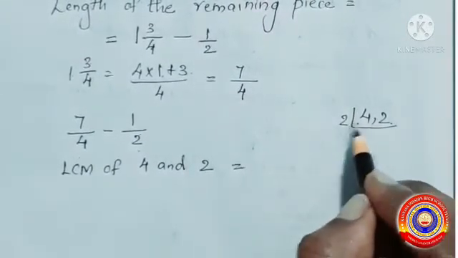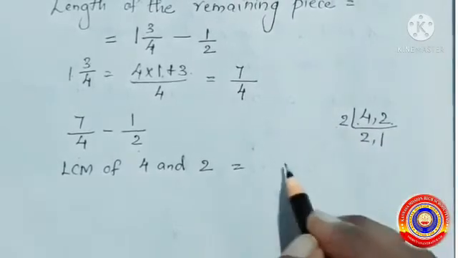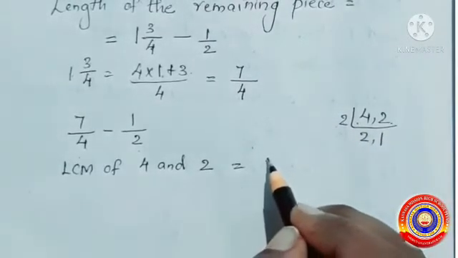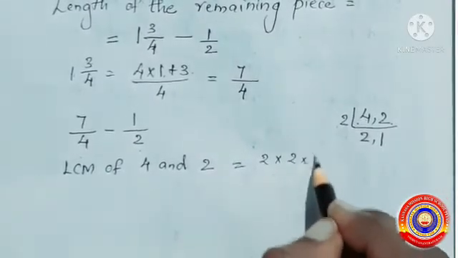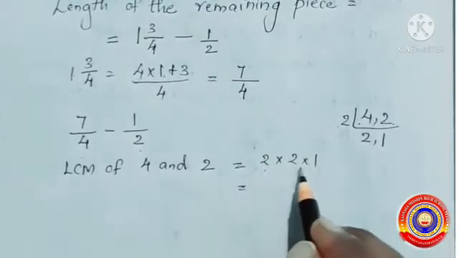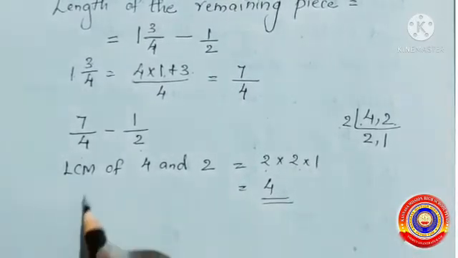Both these numbers are divisible by 2. Then 4 divided by 2 is equal to 2 and 2 divided by 2 is equal to 1. Then the LCM is equal to 2 into 2 into 1. 2 into 2 equals 4 and 4 into 1 equals 4. Then the LCM is equal to 4.